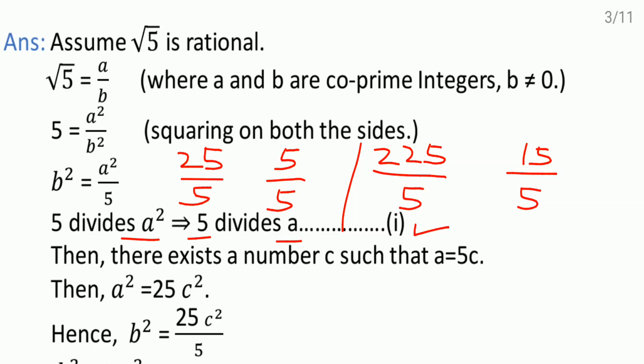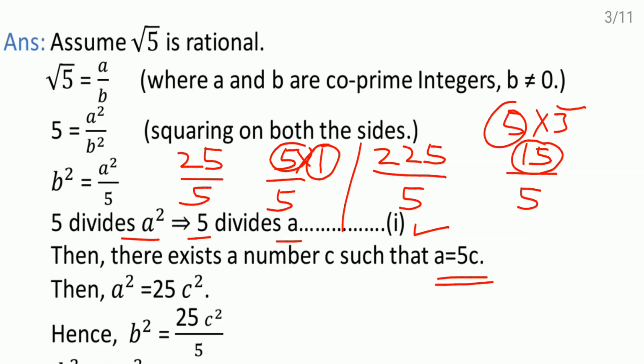Okay. Now, then there exists a number c such that a is equal to 5c. Now you see here a is there, right? So a equals 5c. So 5 into 1, where 1 is another number, which we are calling c. At this place also, you see 15 means what? 5 into 3. 5 is fixed, but 3 is another integer. So that other integer is c. That means we can write a equal to 5c. Okay. Now if I make a square, then a square is equal to 25c square.